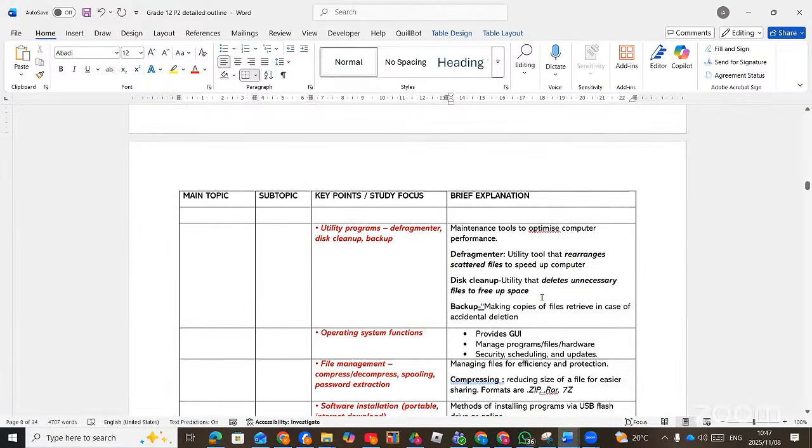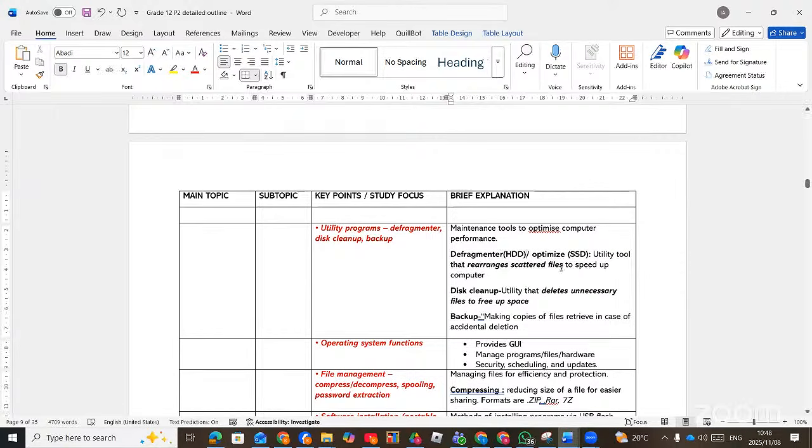Then the utility programs, like the defragmenter, which is a utility tool that rearranges scattered files in order to speed up the computer. We have defragmentation, and then we also have optimize. But optimize is only done on SSD. Defragmenter is for HDD.